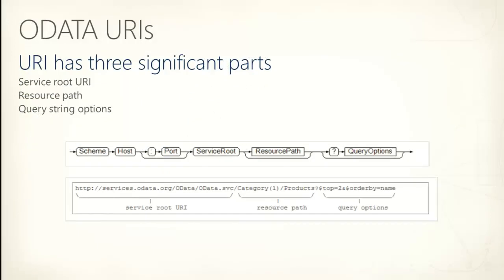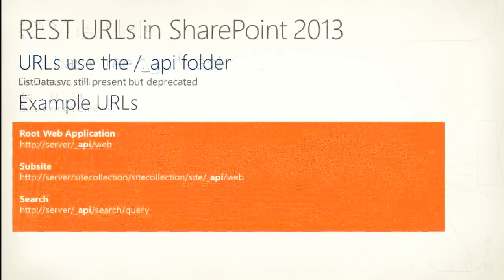If you're not familiar with REST, basically it comes with a few components. You have your root URI, which is going to be your SharePoint server name. You're going to have the resource path, which could be something to a particular site and ultimately down to a list or a collection of lists or things like that. And then you can pass query string options, like specifying which site columns you want. To do that, we use the _api folder, that is. And listdata.svc is still around, but it is deprecated.